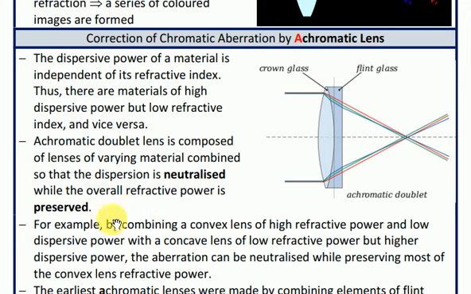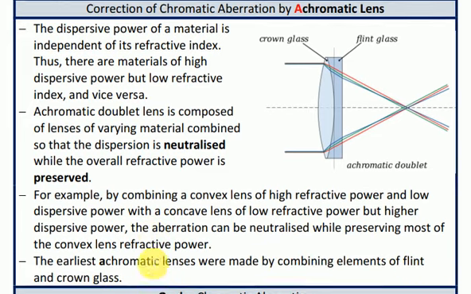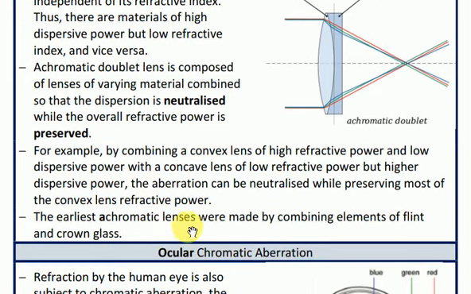So how is this done? It is done by combining a convex lens of high refractive power and low dispersive power with a concave lens of low refractive power and high dispersive power. The aberration can be neutralized this way while preserving most of the convex lens refractive power. The earlier achromatic lenses were made by combining elements of flint and crown glass.